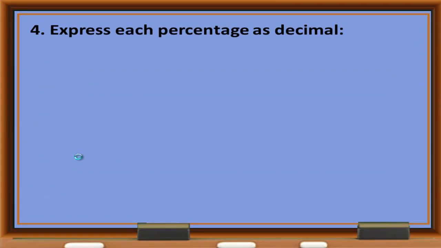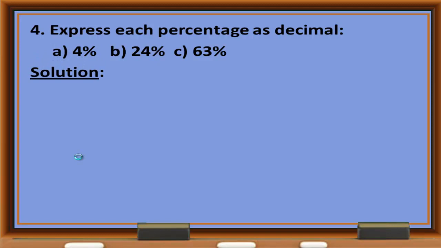Number 4. Express each percentage as a decimal. Solution. When we say percentage like this one, we denote it by this symbol. It means over 100. That is A. 4 over 100. Here we have 4. That is, we write 4. The point was here. We have 2 zeros here.